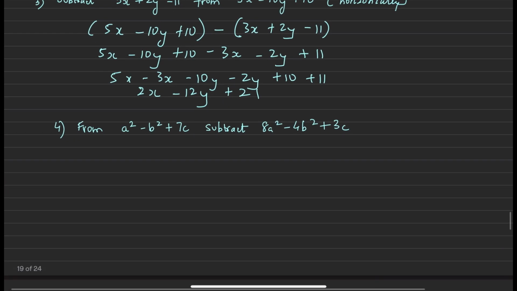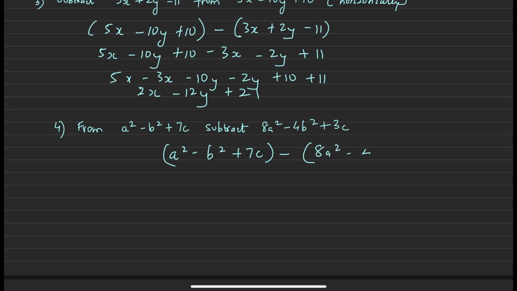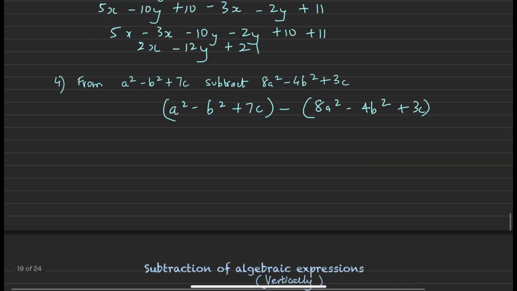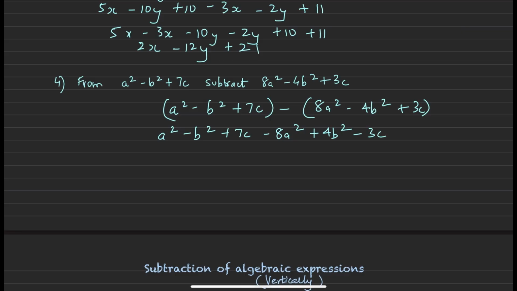Look at the next one, which will come in the first line. Very important. After the word from, a square minus b square plus 7c is coming in the first line, minus 8a square minus 4b square plus 3c. Change the sign of the second expression. Positive a square will become negative a square. Negative 4b square will become positive 4b square. Plus c will become minus 3c.